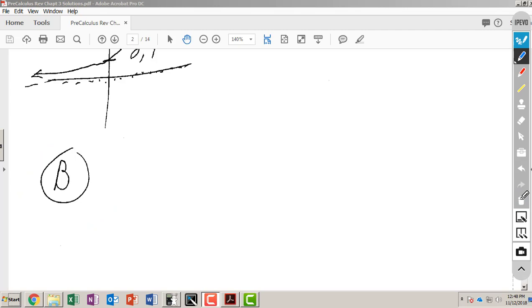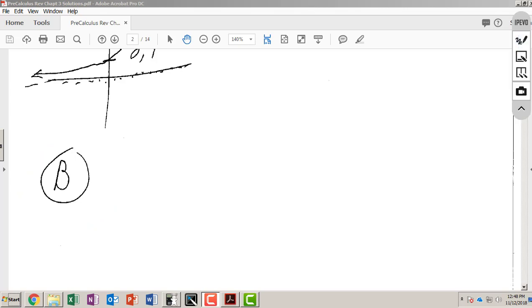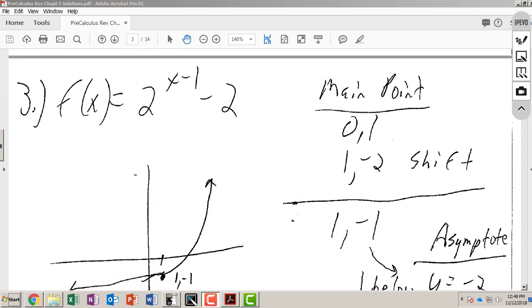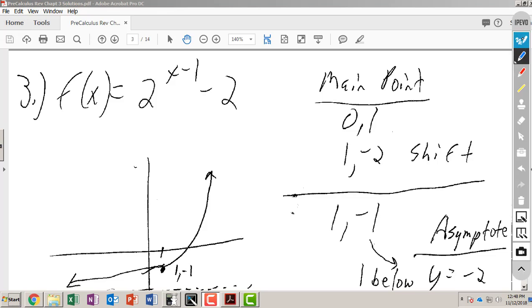Okay, on this next problem, on example 3, it wants me to sketch the graph of this function. So again, when sketching the graph of your function, remember the first thing you want to do is write down your main point. Your main point is at 0, 1.